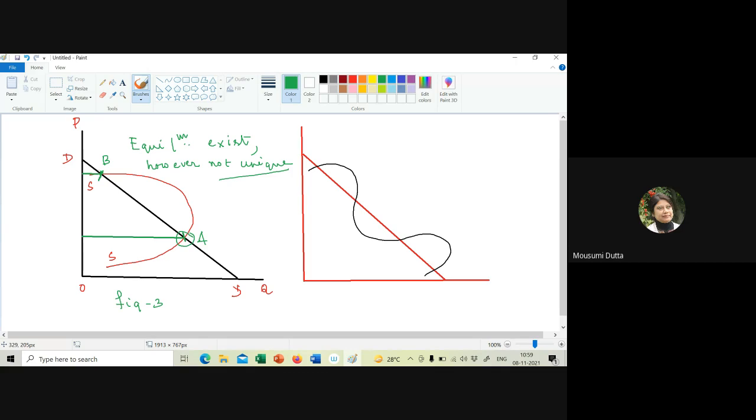Equilibrium exists because they are cutting each other in the positive quadrant. Okay. So, equilibrium exists. However, it is not unique. In the previous case, we found that equilibrium does not exist because the two lines are cutting each other only in the negative quadrant. So for existence, we need the two curves to meet each other in the positive quadrant. For uniqueness, we need that the two curves meet each other in the positive quadrant only at a single point.